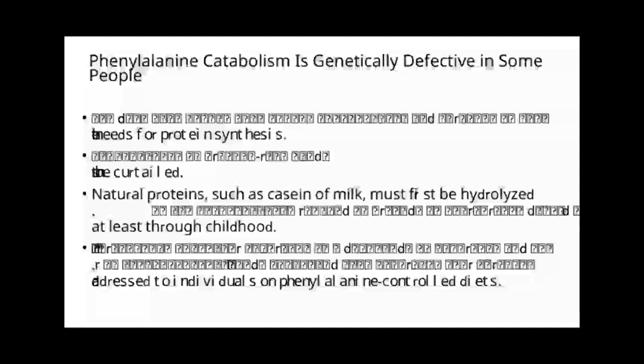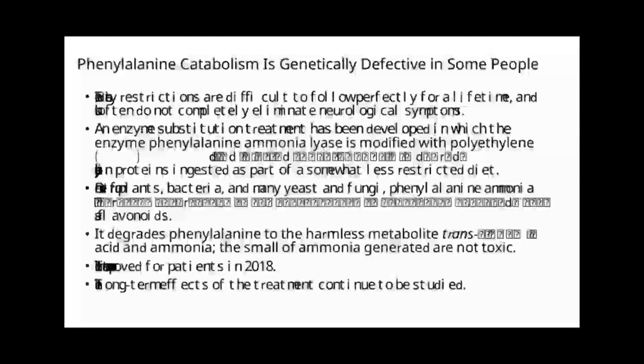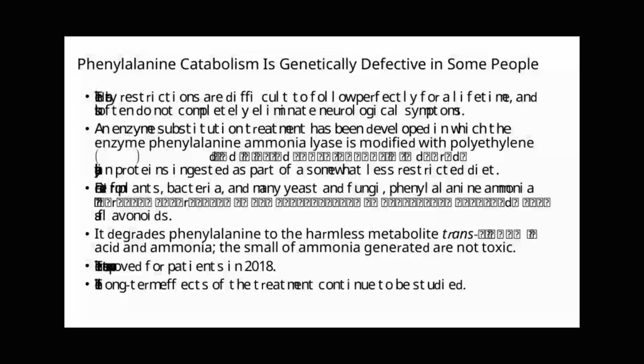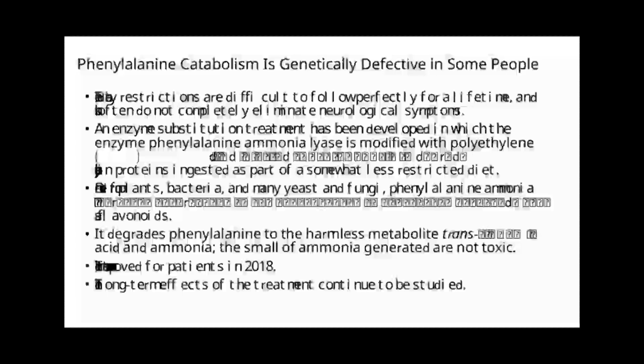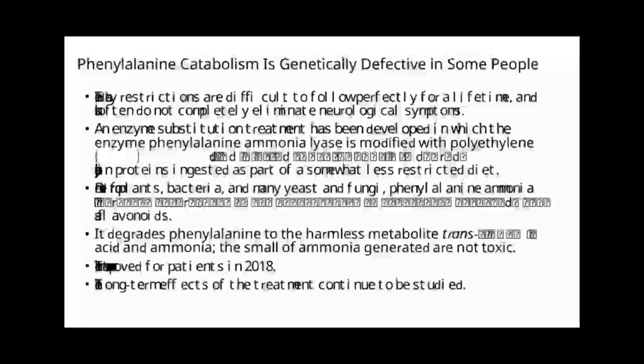Following a strict diet can be quite challenging to do perfectly over a lifetime, and because of that, it often doesn't fully eliminate neurological symptoms associated with phenylketonuria. To address this, a new enzyme substitution treatment has been developed. This involves modifying an enzyme called phenylalanine ammonia lyase with polyethylene glycol, or PEG, which helps it stay stable longer in the body. It's then injected under the skin and works to break down phenylalanine from the proteins we eat, allowing people to have a slightly less restricted diet.